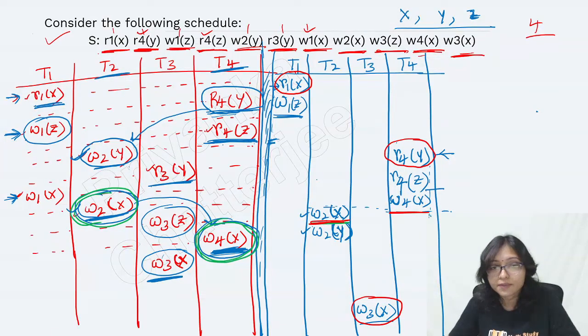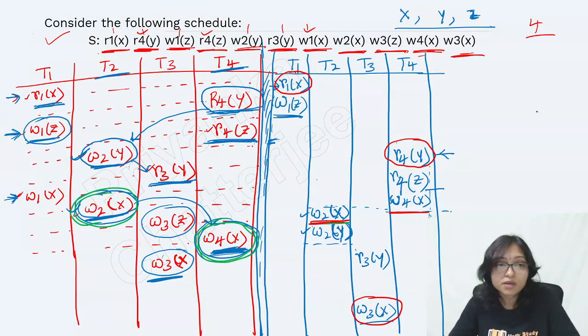For R3, it was reading Y. Which Y? That Y was updated by this one. So it is okay. I will read here R3Y, where this is completed. R3Y I can do. And for Z, what is going on?